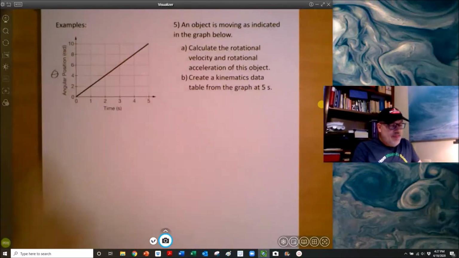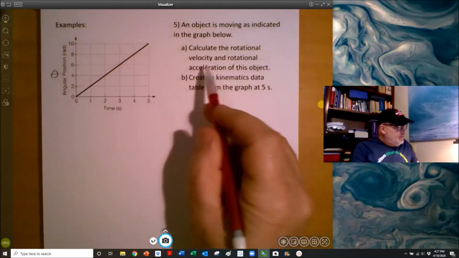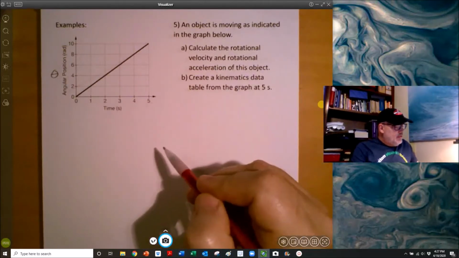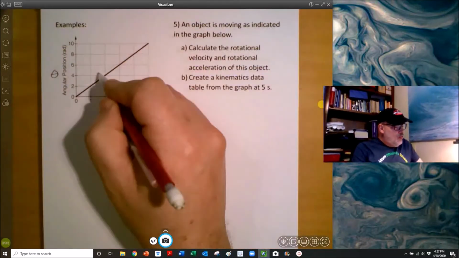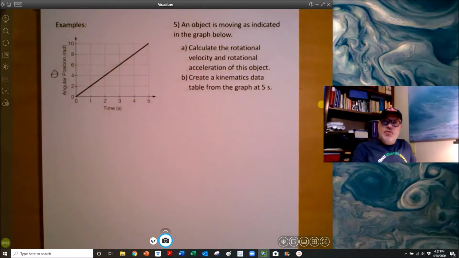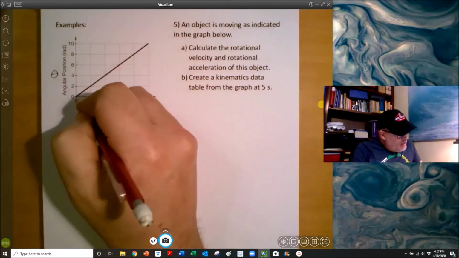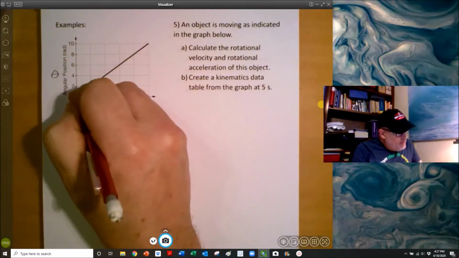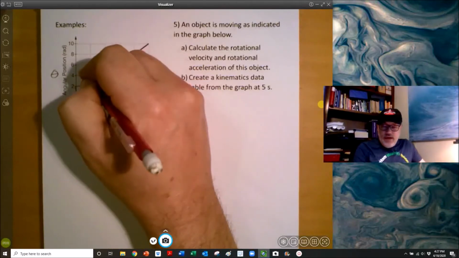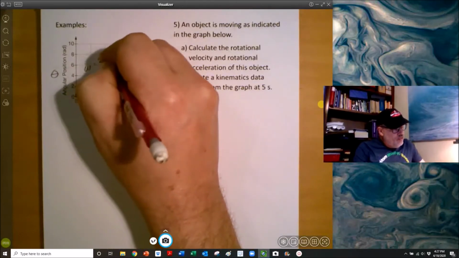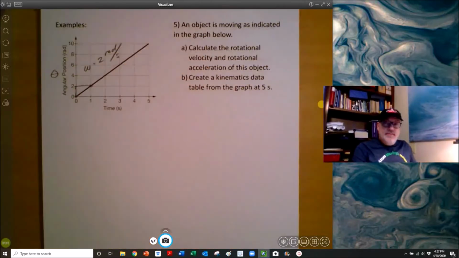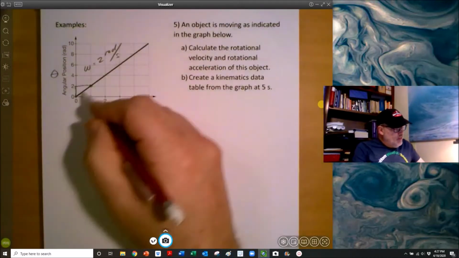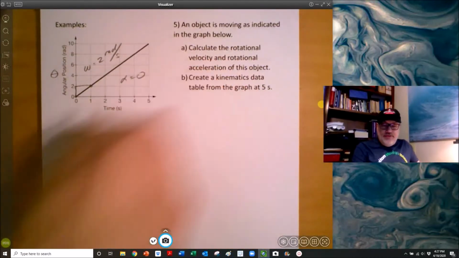Problem 5 asks us to analyze an angular position versus time graph. So again, this is a theta graph. Asks us to find the rotational velocity and acceleration. All right, well, the slope of this graph would be the rotational velocity. So I've got a nice spot here and here. So it has a rise of 2 over 1. So we have an omega of 2 rads per second. The slope is constant, so the alpha is 0.